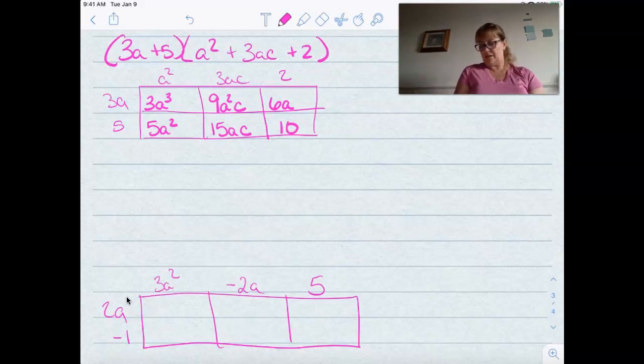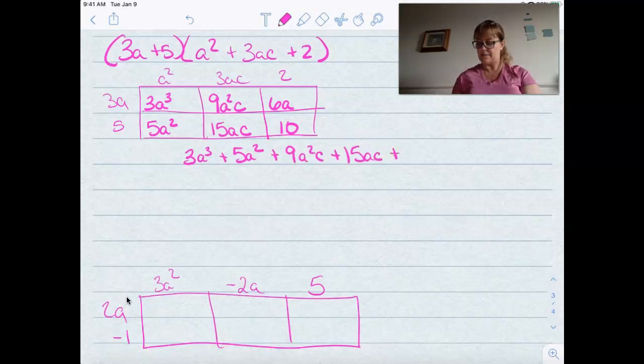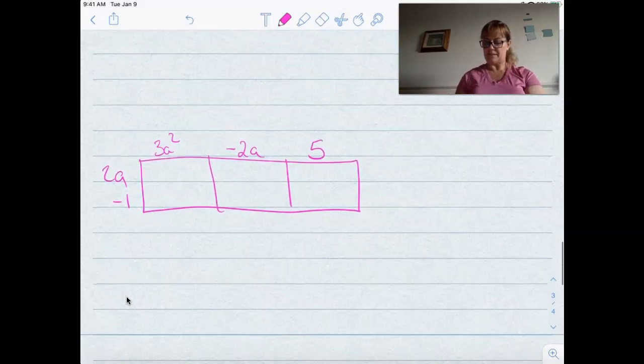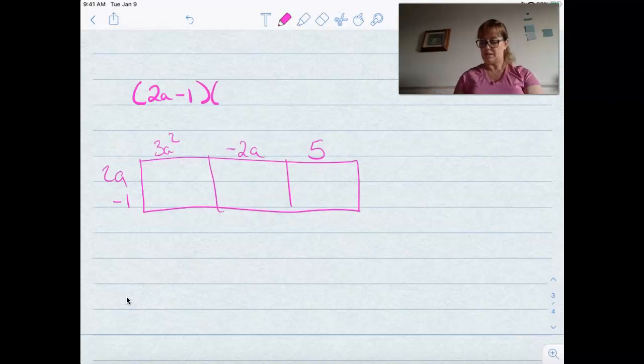Now if you look here, again, there are no like terms in this multiplication. None of them have the same variable with the same exponent for all of their variables. So you just write it out. 3a cubed plus 5a squared plus 9a squared c plus 15ac plus 6a plus 10. And you just put it on out there. There's your answer.